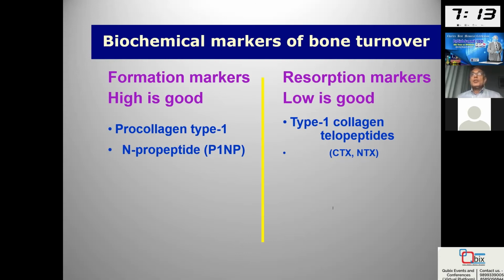Now, if the bone is resorbed, then in the urine you have excess of the resorption markers, typically CTX and NTX, which are the terminal collagens of the telopeptides in bone. And if you have a low resorption marker, that means less resorption. High resorption marker means that the bone is being eaten away.